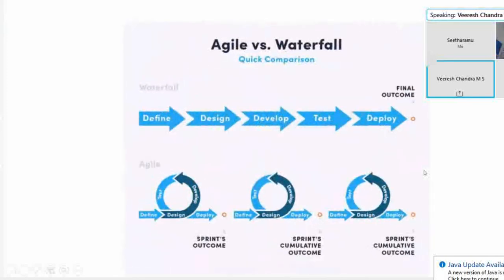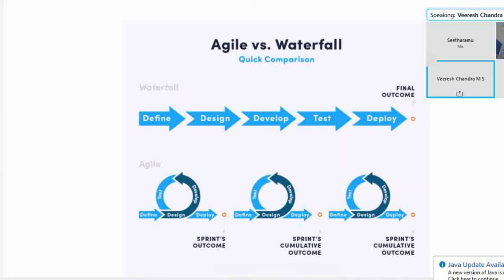So this is agile versus waterfall. When I consider waterfall, there is no gap for feedback. Define, design, develop, test, deploy. So there will be a final outcome. Depending on that outcome, we will give feedback, and again we have to go back to the initial stage, defining or analyzing the requirements or defining the problem.